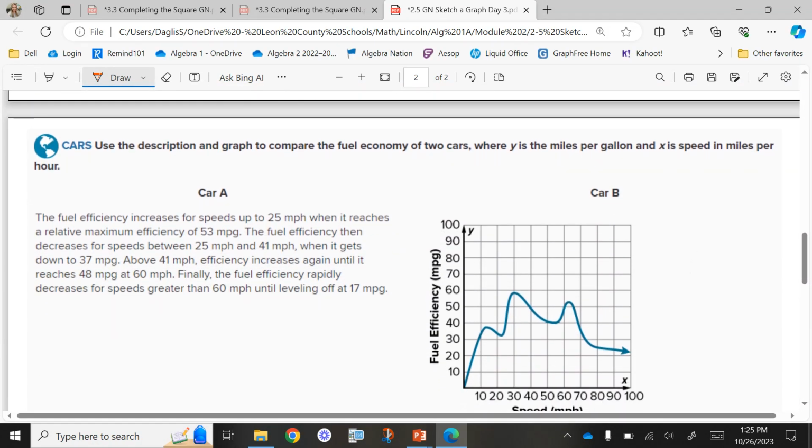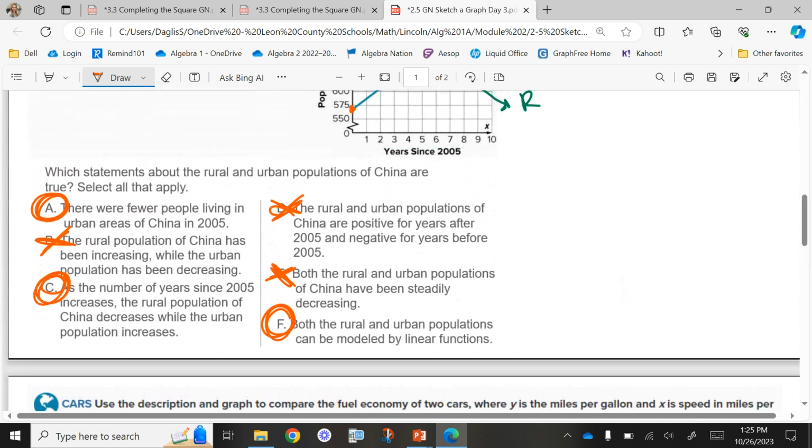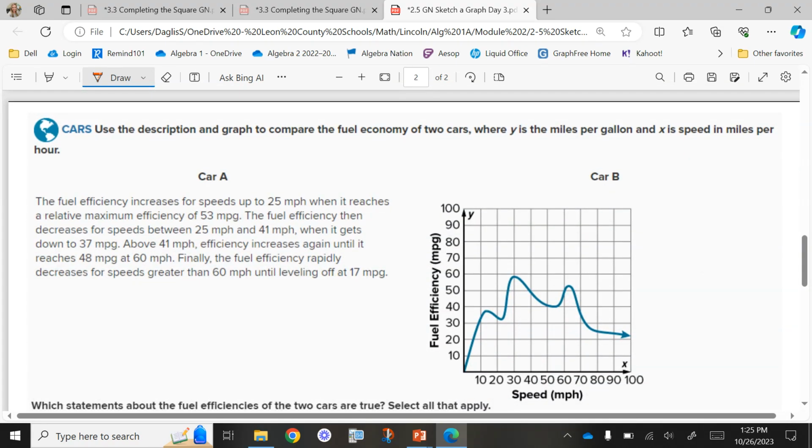All right. So we have A, C, and F. Okay. Here we go. We have 2 more. They just take up a lot of room on the paper, but we have 2 more problems.